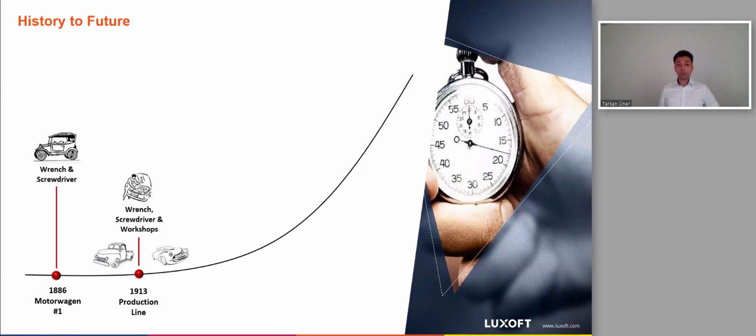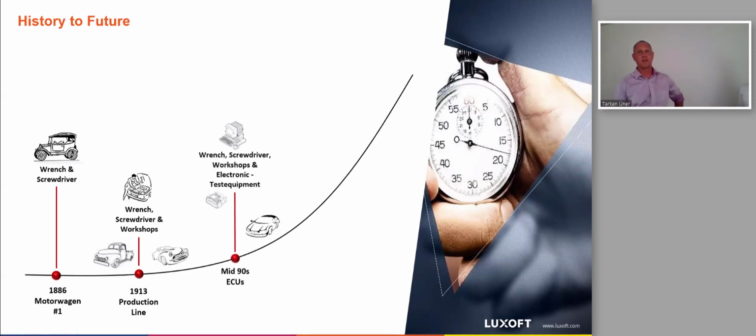Of course, the workshop technicians still used a wrench and a screwdriver back then. All right, so let's make a jump to the middle of the 90s. Somewhere at this time, well, plus minus a couple of years, the first electronic components have arrived inside the vehicles. The electronic control units, or in short, ECUs.